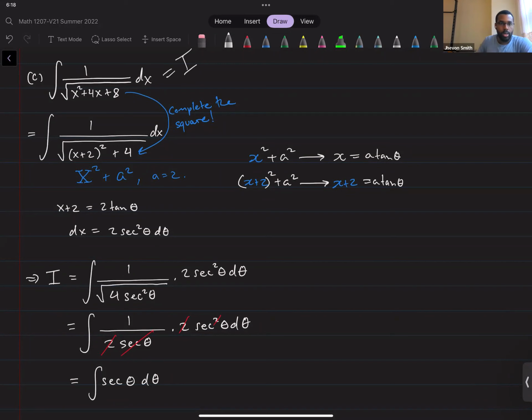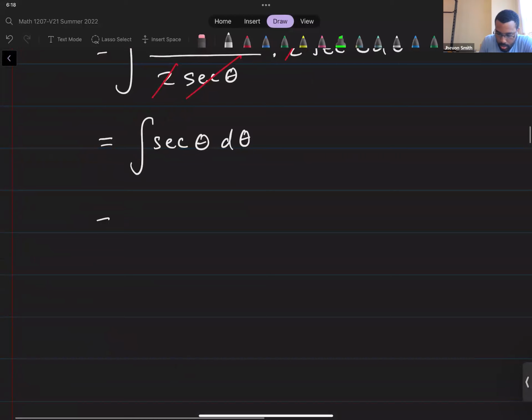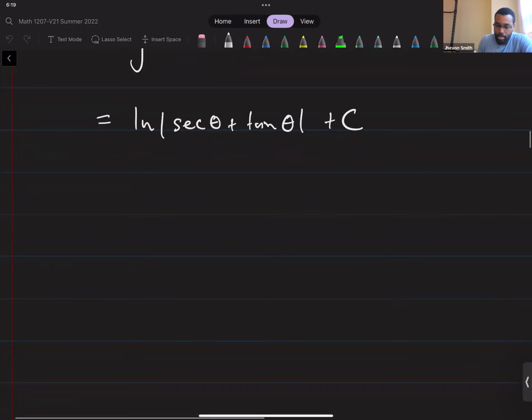So we end up with the integral of secant, which at this point we actually know what that is, right? That's going to be ln of secant plus tangent, right? So that is the answer. That is the antiderivative. That is the integral in terms of theta. But our original problem wasn't asked in terms of theta, so we have to do the back substitution.